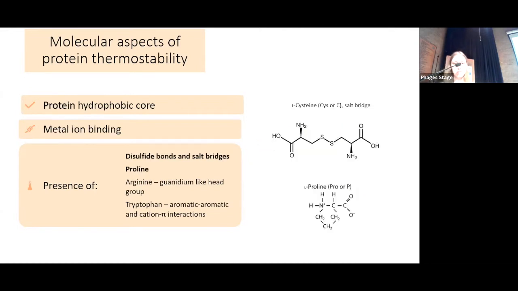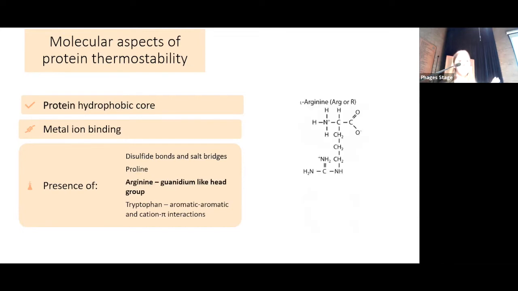Also the presence of some residues, for example, disulfide bonds and salt bridges that are created by cysteine, and also the presence of proline. They can adapt only to few configurations, and that decreases the entropy of the protein unfolded state.